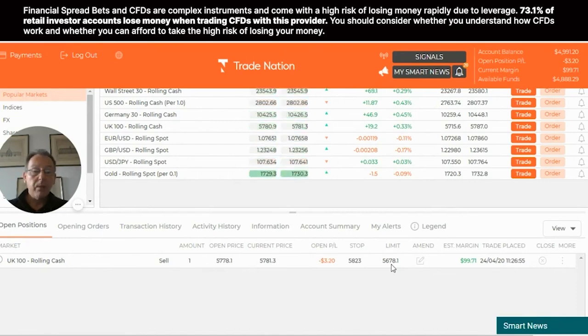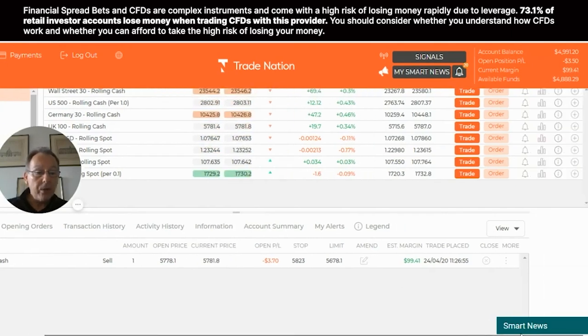56.78.1. Now, if the stop gets hit, then the limit will be cancelled. Likewise, if the limit gets hit, the stop will be cancelled, whichever is activated first. Or I could choose to close the trade and the stop and limit instantly disappear. It's also worth noting that I can amend that order at any time.